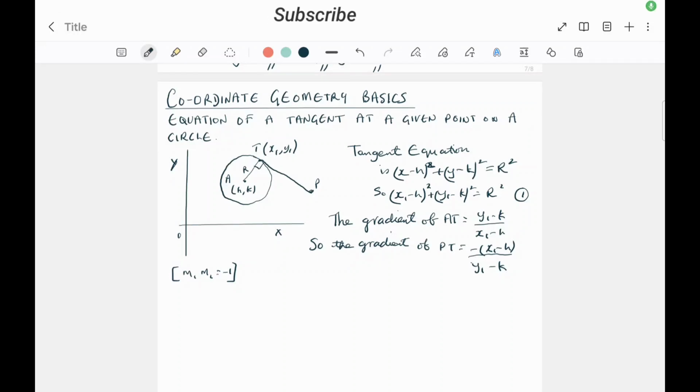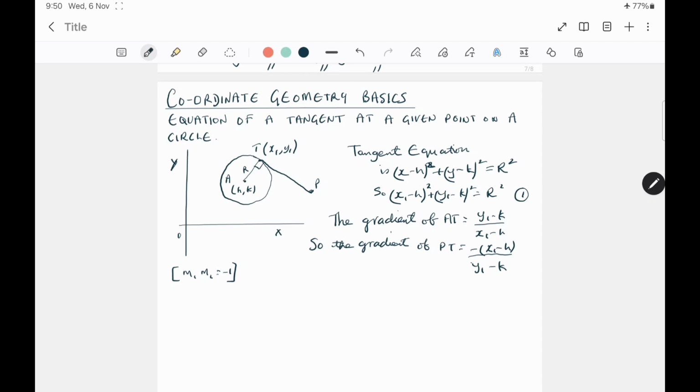In this little episode, we want to derive the equation of a tangent at a given point on a circle. I've drawn a little diagram there of the circle. The center is A and its coordinates are h and k. R is its radius. So from what we've seen before, the circle equation will be x minus h all squared plus y minus k all squared equals r squared.